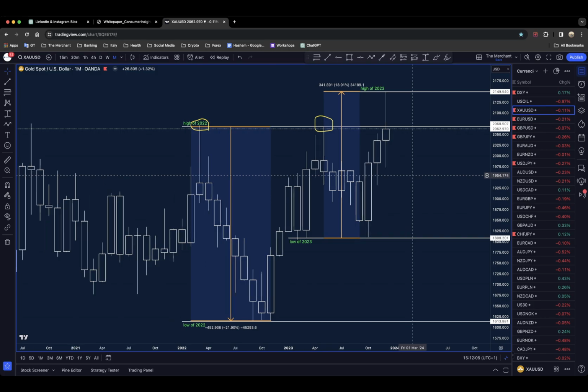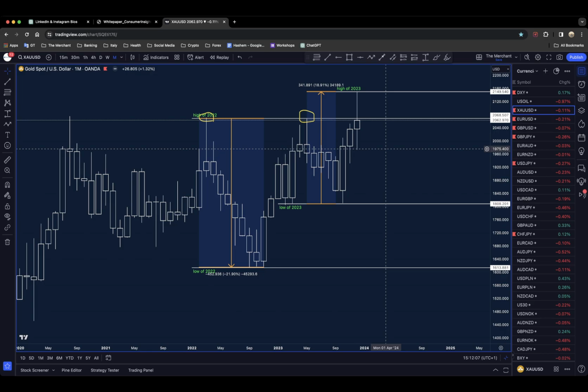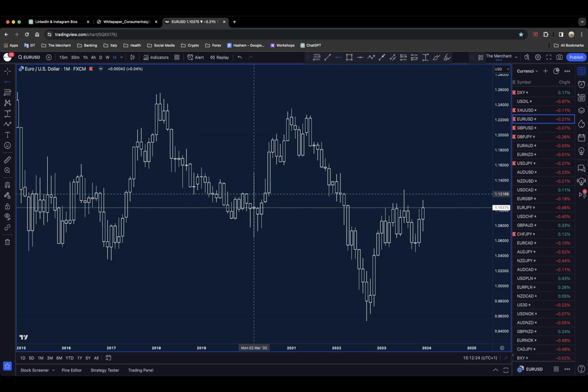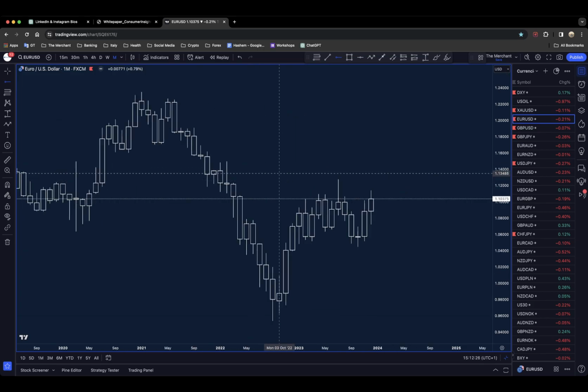Okay, now let's move to Euro USD, GBP USD. They are both very similar, to be honest, and they are both going to be the contrary of the DXY. Okay, let's move to the Euro USD. Euro USD, as we all know, is the most traded currency pair in the world, right? This is where all liquidity is. Okay, let's right now find top and bottom of 2022 and 2023.